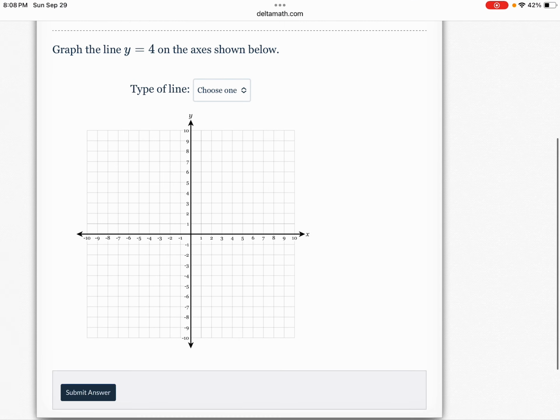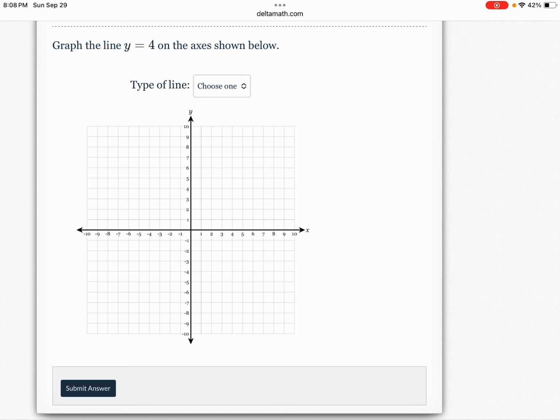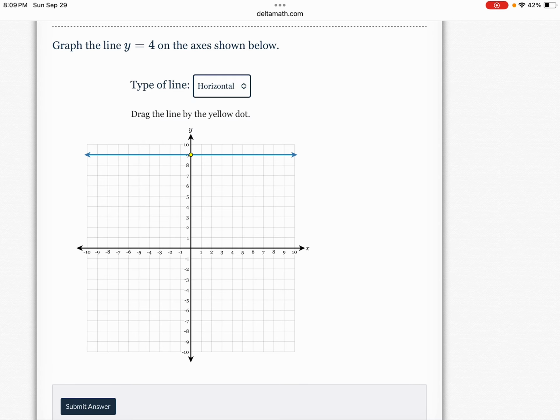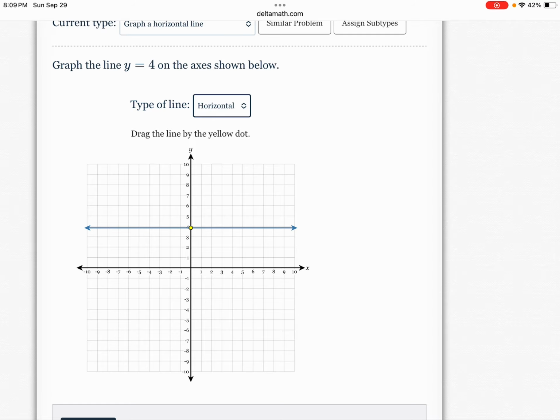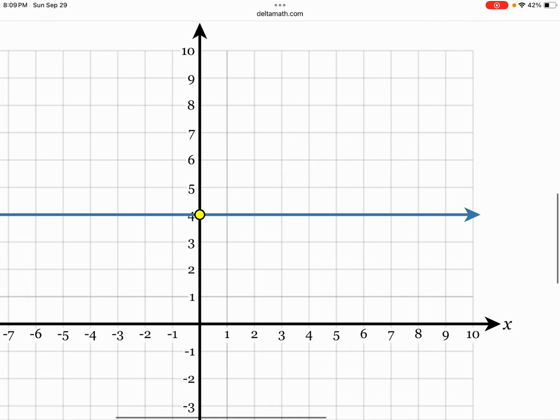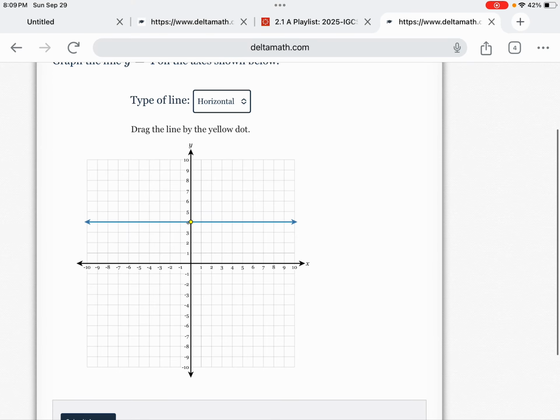Now I'll show you an example of a horizontal line. Remember, it's not going to tell you what it is. It's asking you whether this is horizontal or vertical. So the equation for the line is y equals 4. So now we think of horizontal with a 0 slope that crosses the y-axis. So I'm going to tell Delta Math this is going to be a horizontal line. Y equals 4 will cross the y-axis at 4. So I need to drag the line to 4.